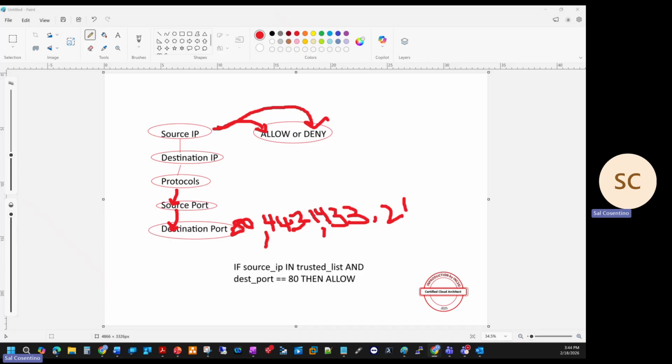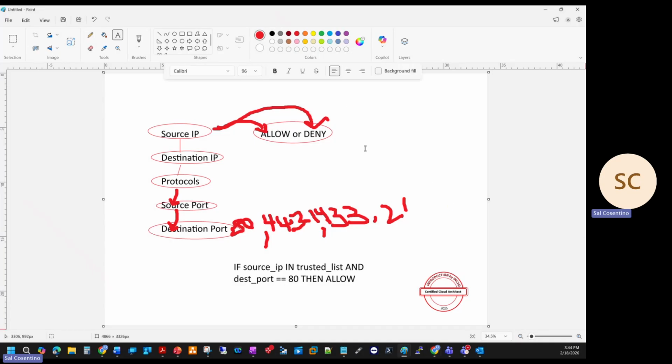The rule logic, for example, you want to allow web traffic to a public server. Here's an example, and I'm going to give you one more example, and then I'm going to call it a day.